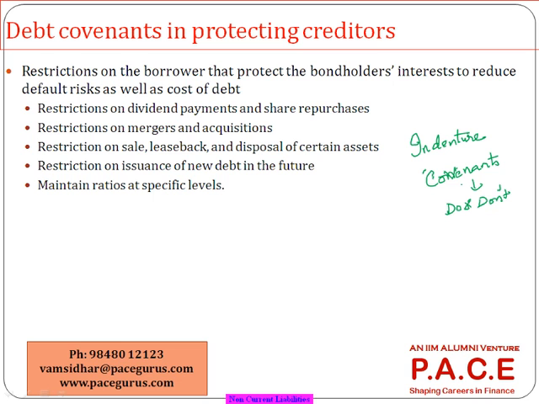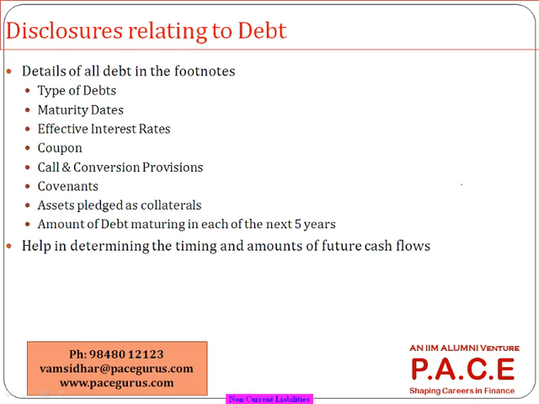Or they may say you have to maintain some level of ratios, current ratio at this level, probably interest coverage ratio at this level. Some such kinds of restrictions also may come up. So these are some of the things that are associated with the bond. And for every bond that is being issued, in the footnotes, all these details have to be mandatorily disclosed.